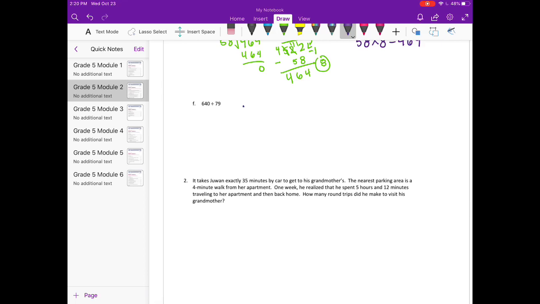640 divided by 79. So 79 is really close to 80, and I know 8 times 8 is 64, so 80 times 8 would be 640. So I'm going to try 79 times 8. 9 times 8 is 72. 8 times 7 is 56, plus 7 would be 63. So we get 632, which is very close to 640.